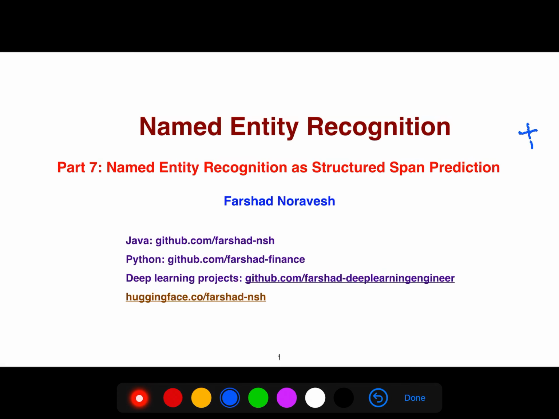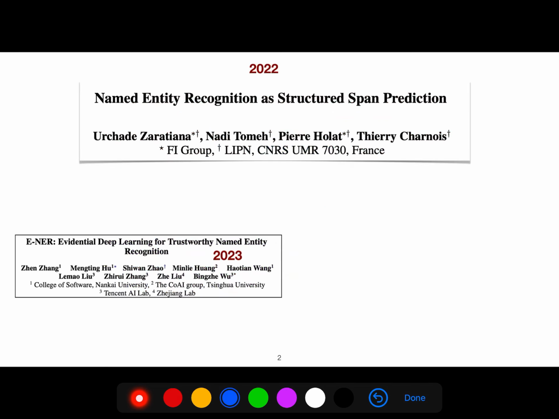Alright, so in this lecture I'm gonna be talking about another approach for NER, which is based on span prediction, but we use different methods to represent a span. So I'm gonna be talking about this paper in 2022.